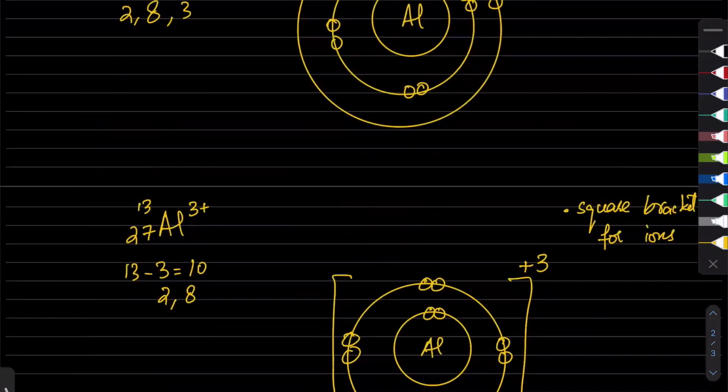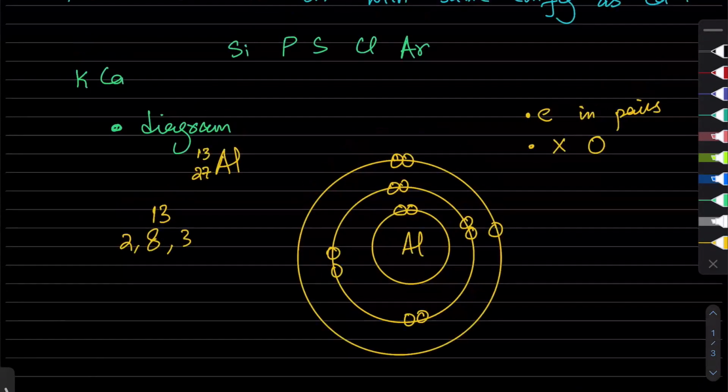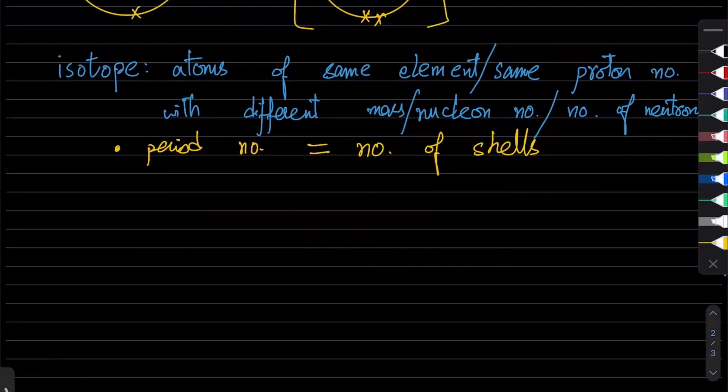Similarly, aluminum over here, I'm talking about the atom, not the ion, has 1, 2, and 3 shells. So that means aluminum must be in the third period, and that is true. And the same is the case for any other atom that you think of. Okay, so that's how they are.